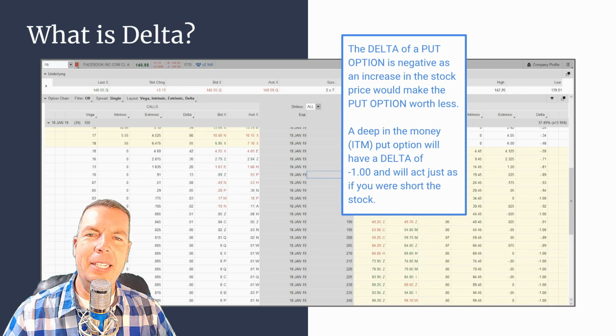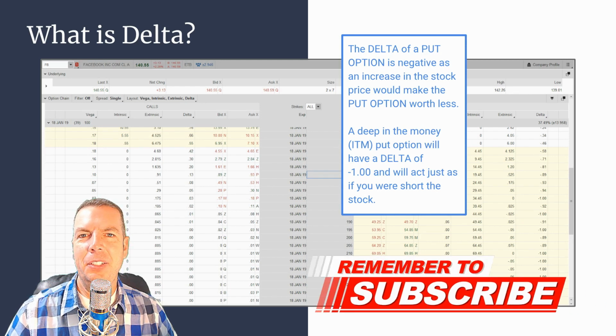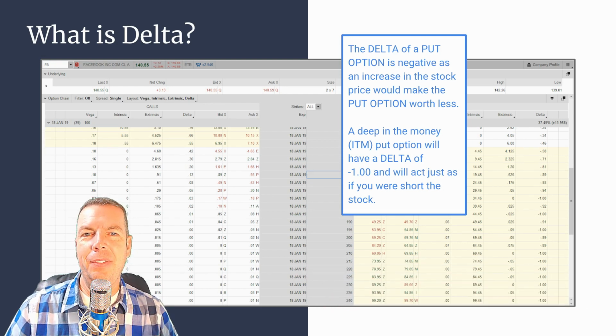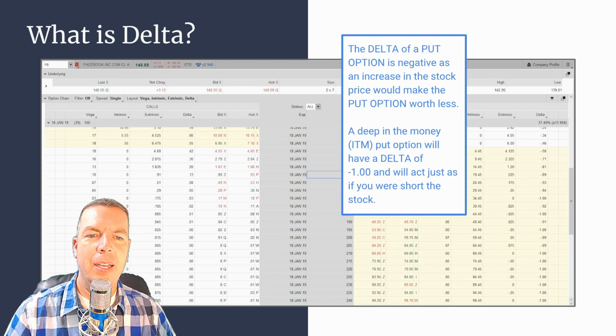So think about it in these terms. If you bought a put, you're expecting that stock to go down. So if the stock were to increase in value, that's negatively affecting your put option, and that's why it's negative on that put side. And a deep in the money put option will have a delta of -1 and will act just as if you were short the stock.